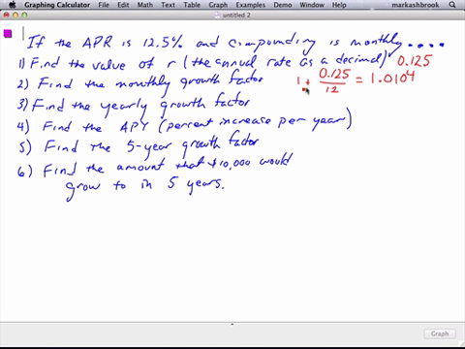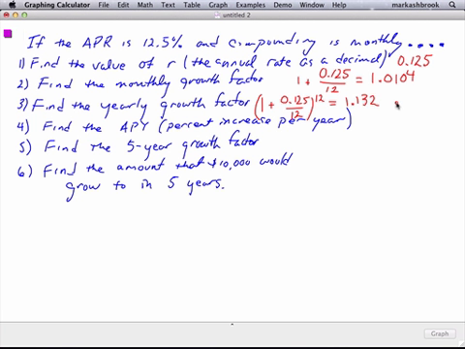Okay, so if this is the monthly growth factor, how do we get the yearly growth factor? We're going to take that and raise it to the 12th. So if every month we multiply by this, and there are 12 months in a year, then every year we would multiply by 12 of those. And what is that? 1.132.